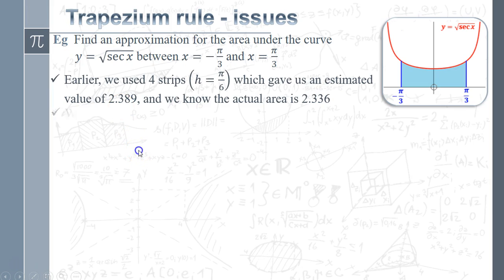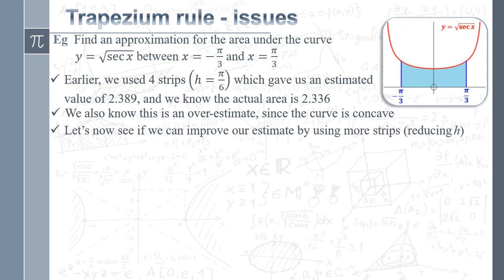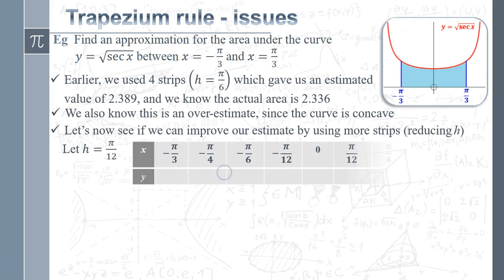Let's go with how we can improve on this. Clearly it's an overestimate. We can see that in the numbers. We can see that because we know we've got a convex curve. So let's improve our estimate. Let's reduce the size of h, so increase the number of strips. So reducing h, let's use h is pi over 12.